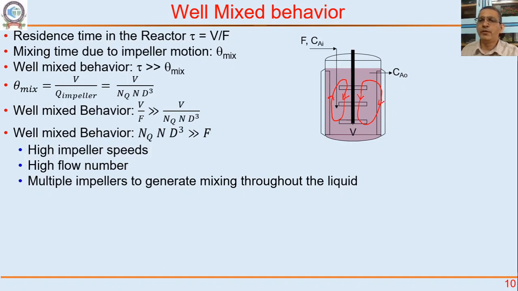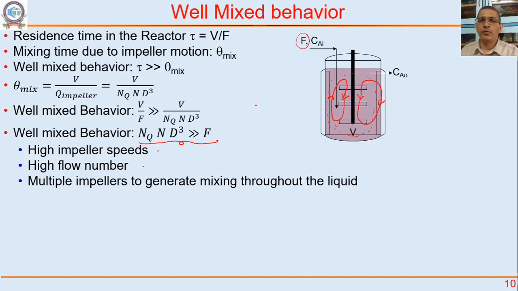as compared to, if let's say it's a downflow impeller, it will generate this kind of pattern. So the mixing generated or flow generated by the impeller should be very, very large as compared to the flow rate. Only then will concentration at all locations be the same, and it will be the outlet concentration. That's what will go out. Then we can ensure well mixed behavior. So such a thing will happen at high impeller speed or high flow number impellers, or you use multiple impellers to generate mixing throughout the liquid.